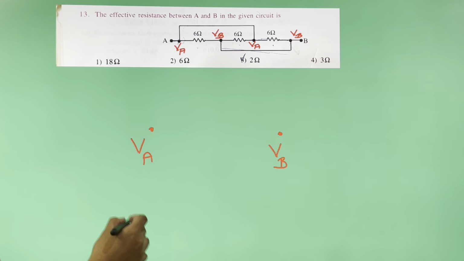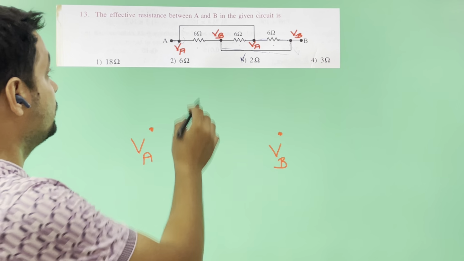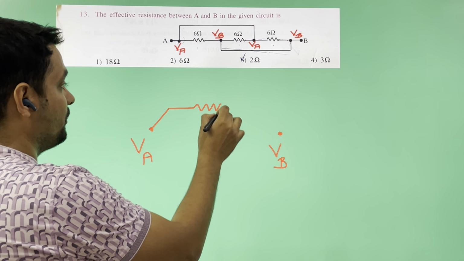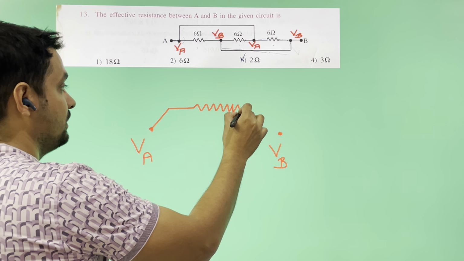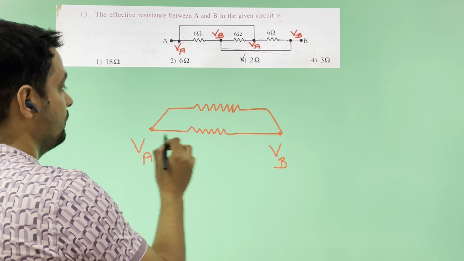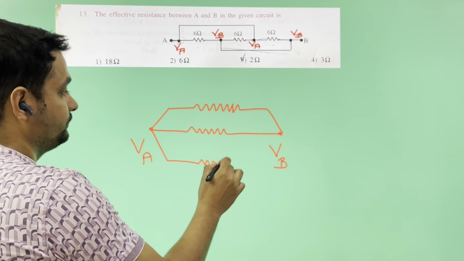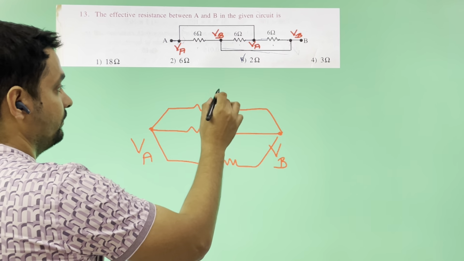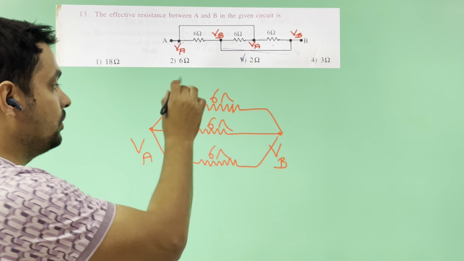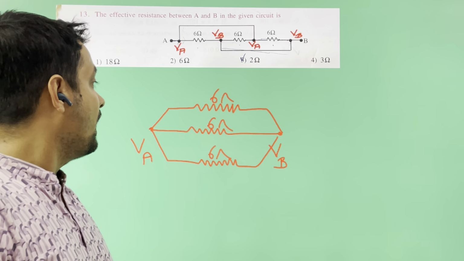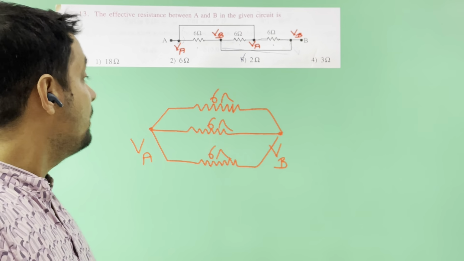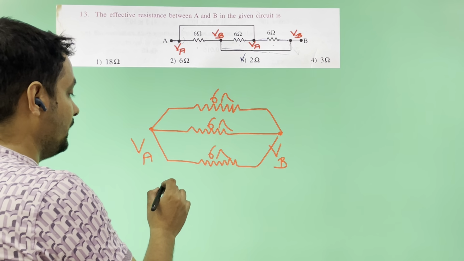Now all the resistors are between these two potential points only. So the first 6 ohm is here, and we redraw this: 6 ohm, again 6 ohm, and again 6 ohm. These three resistors are between two potentials, VA and VB, a common potential, so this is a parallel connection. So what will be the R equivalent?